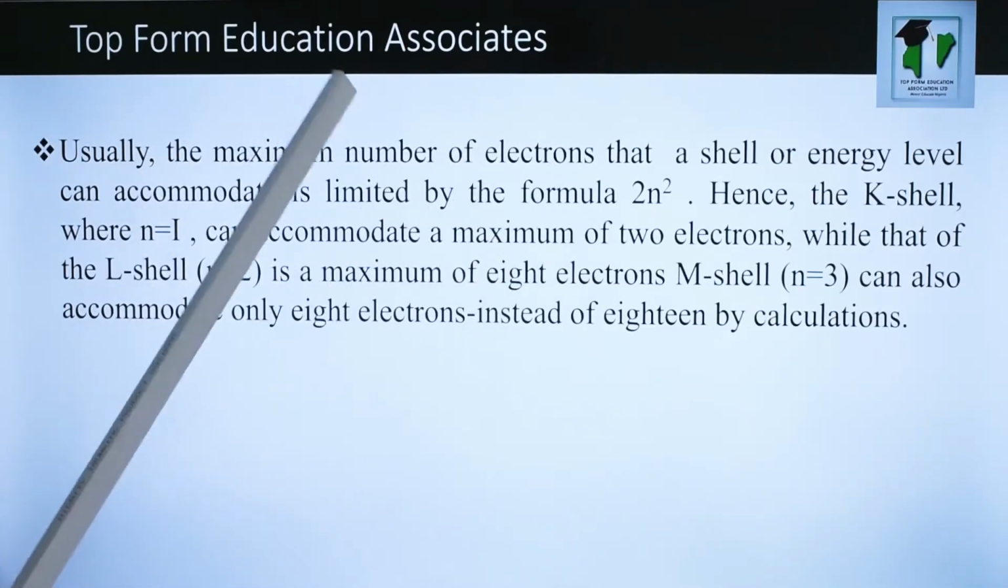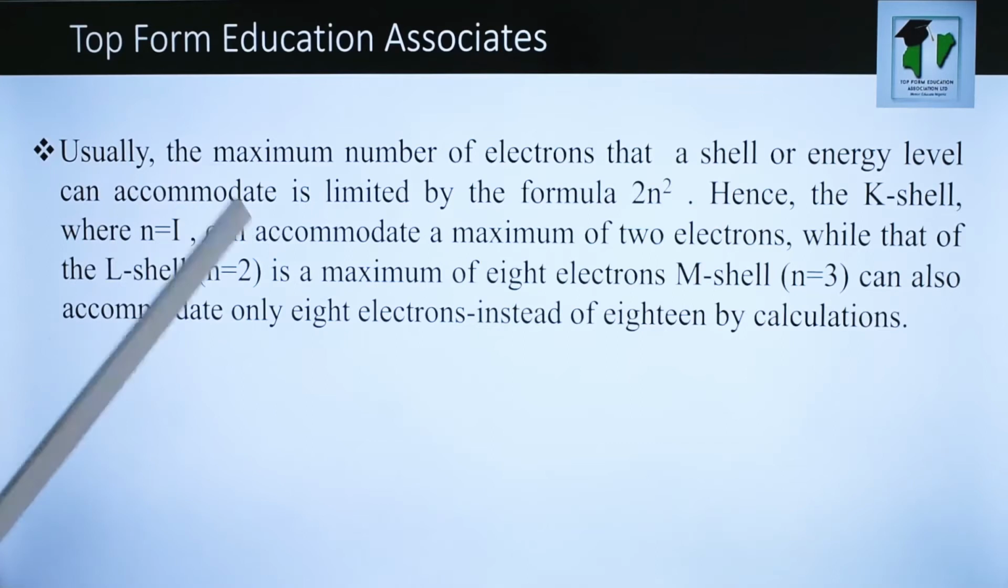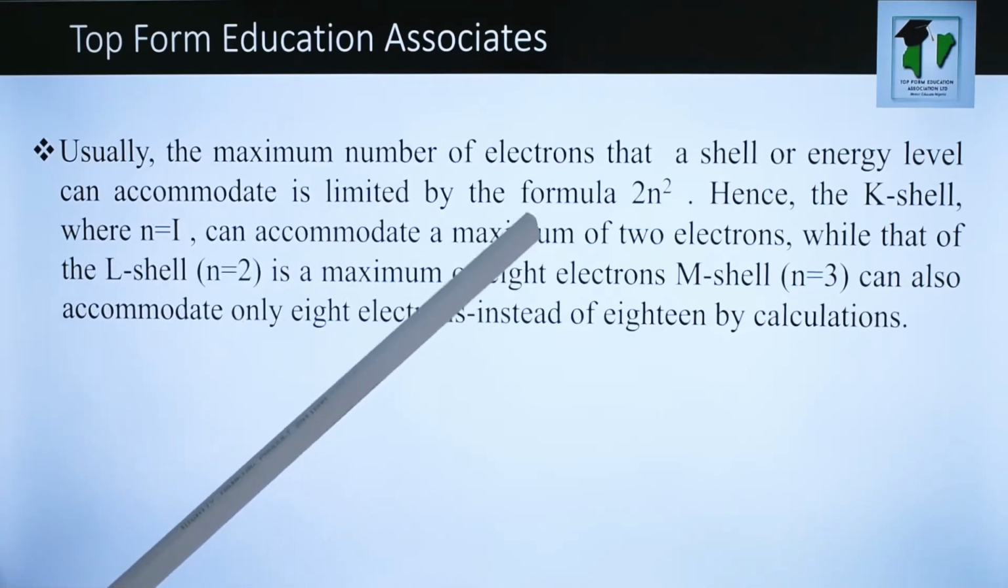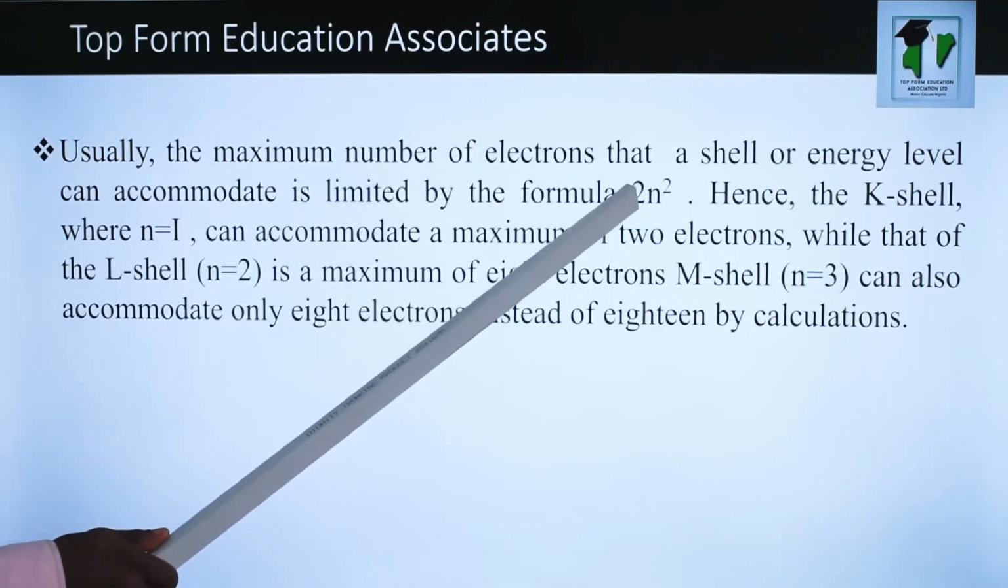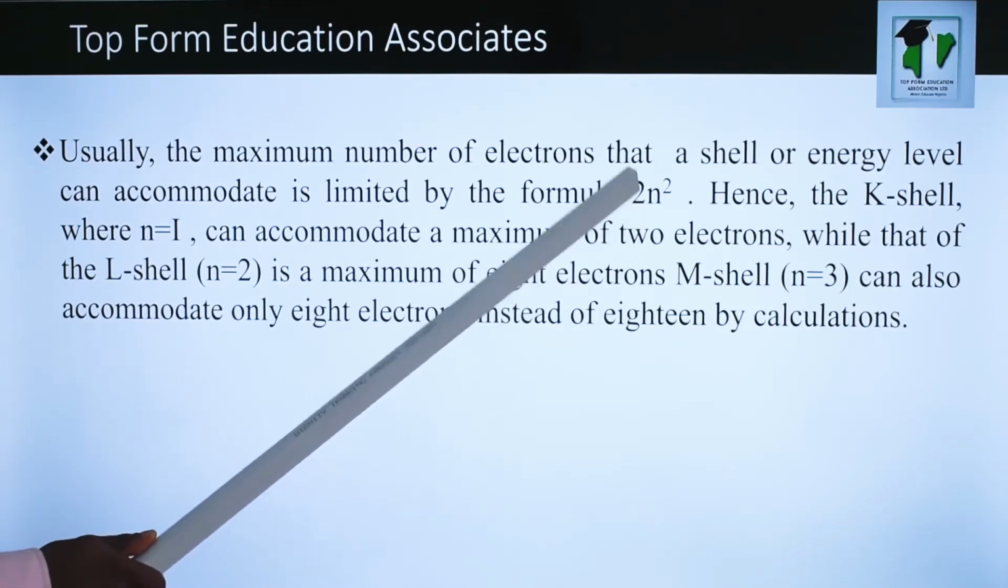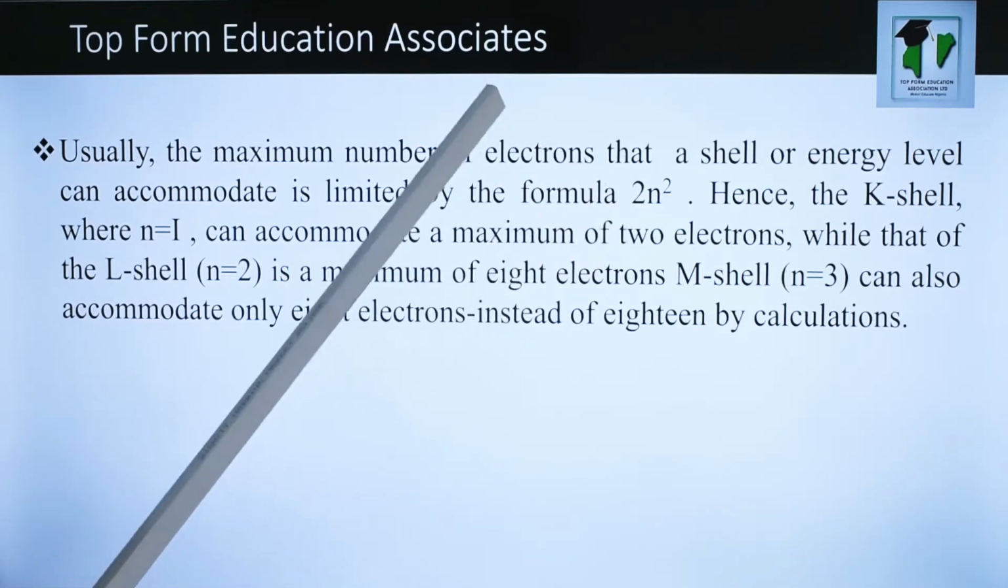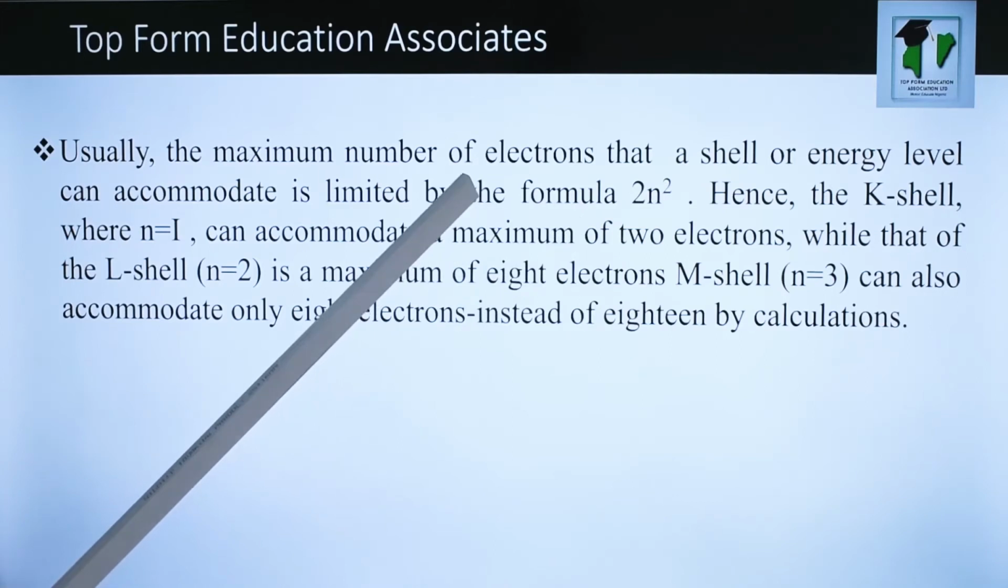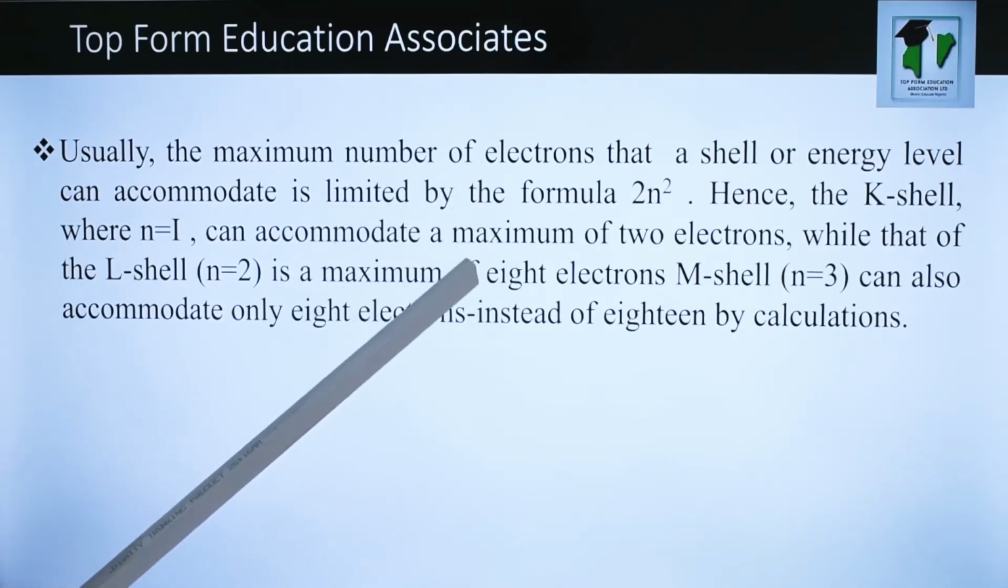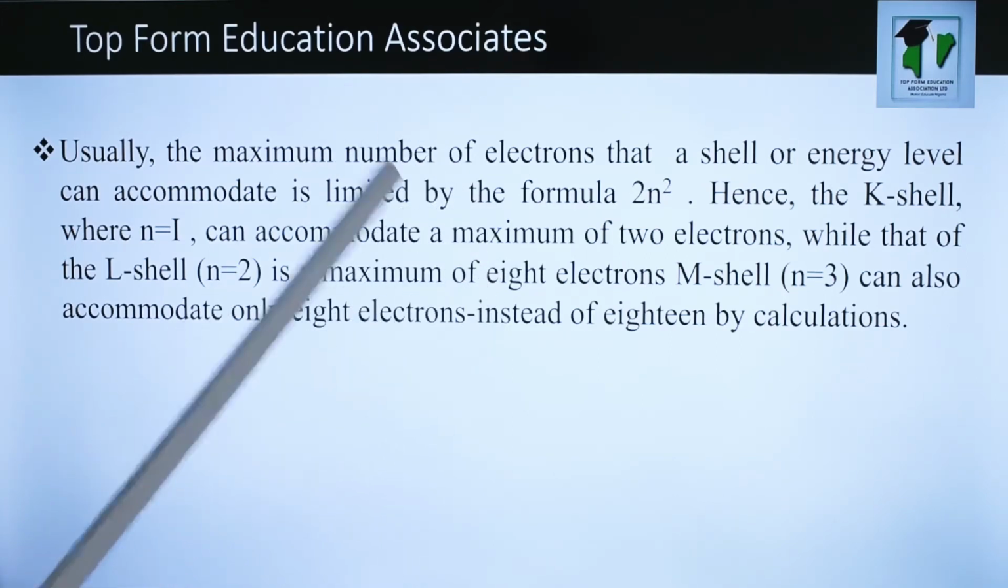But for the second shell, the L shell, whose number n is equal to 2, when you substitute 2 for n in this formula, you will see that you have 4 times 2, and it will give you 8. Therefore, the maximum number of electrons the L shell can accommodate is 8 electrons.